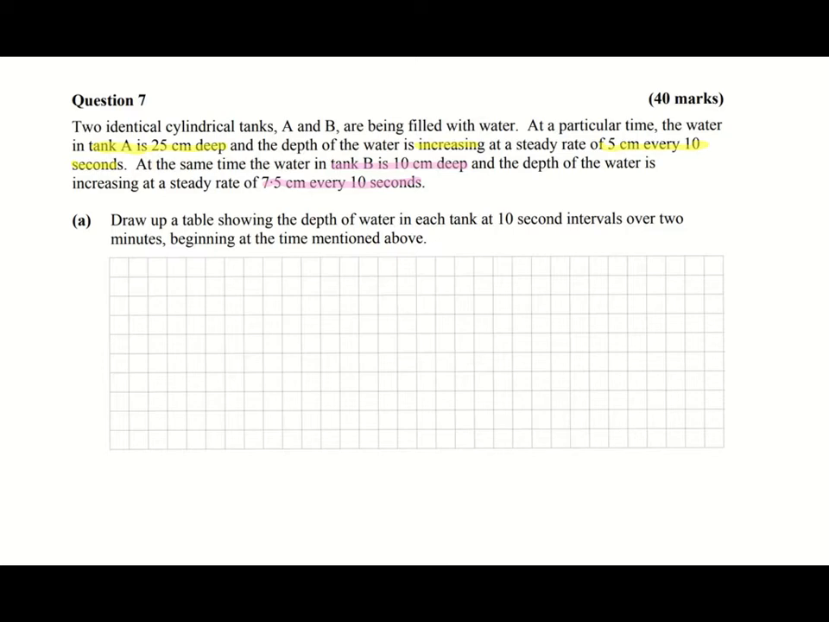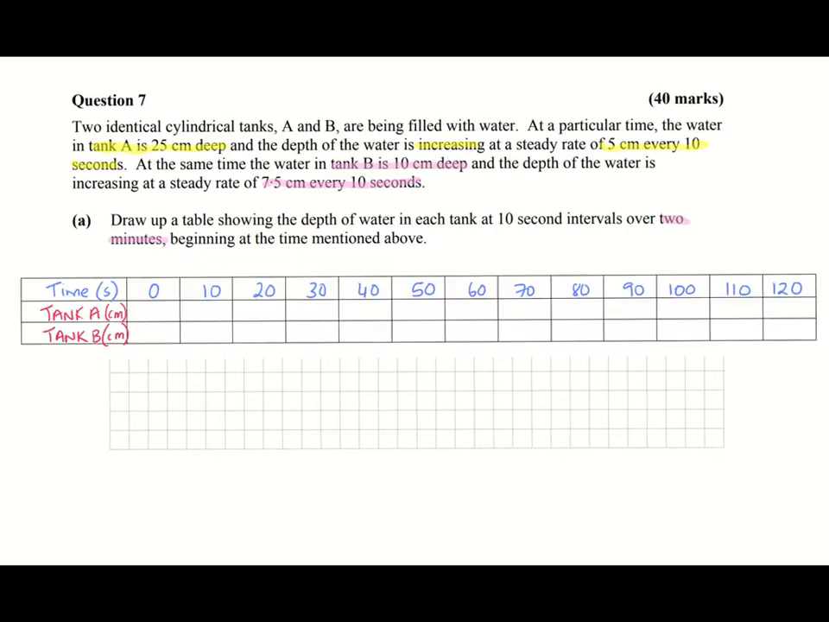Now the question asked you to draw up a table, so get out your ruler and draw a table, and it said to have a look at the interval over the next 2 minutes. It's going up every 10 seconds, so if you convert 2 minutes, it's 120 seconds, so that gives you an idea how long your table needs to be. You can see here I've inserted a table and I filled in the times starting at 0 seconds right up to the 120 seconds, going up in 10-second intervals.